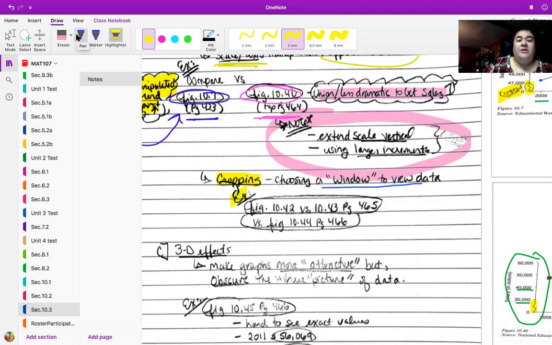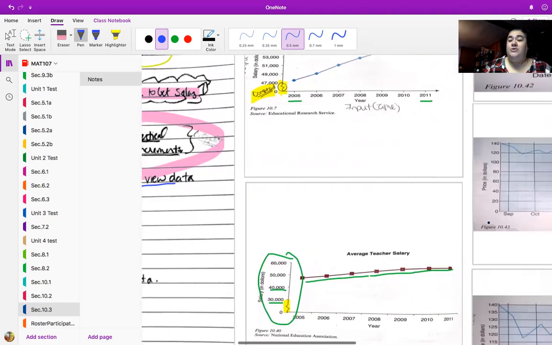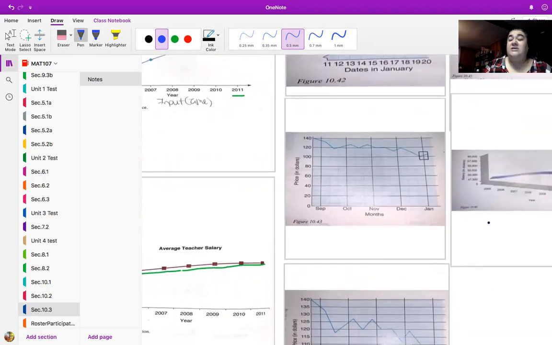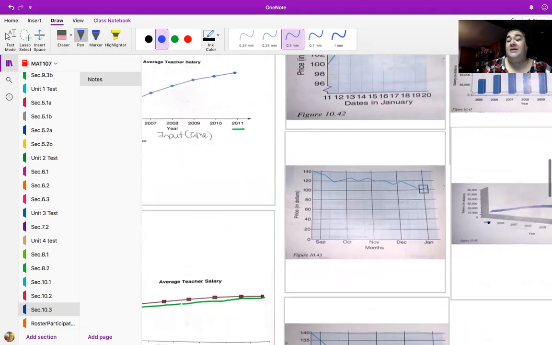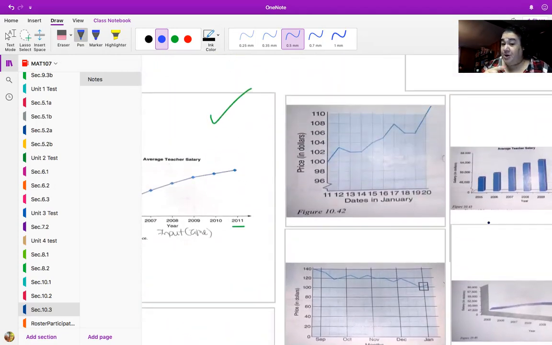If you look here, you can see that we have graphs 10.42, 10.43, and 10.44. All of them can be found on pages 465 and 466. Okay, and they are choosing the windows. And let me show you those graphs right here. All three graphs are showing you the same data, but notice how it's misleading because of the window that you're shown.